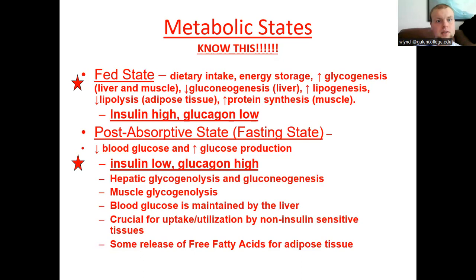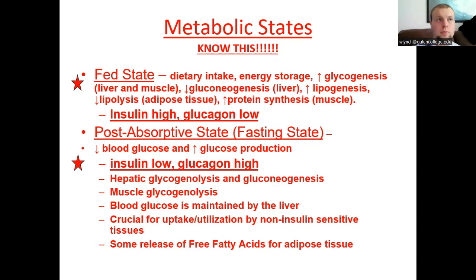We have two metabolic states. We have the fed state, which is going to be around the time of dietary intake. This is going to increase glycogenesis, which is going to be increasing storage of glucose. It's going to decrease gluconeogenesis, so we don't produce as much glucose from the liver because we don't need to. It increases lipogenesis, the storage of fat, decreases lipolysis, decreasing the amount of fat that we are constantly using, and increases protein synthesis in the case of musculature. After we have feeding, insulin goes up, glucagon goes down. Insulin goes up so we can transport that glucose and other nutrients into the tissues.